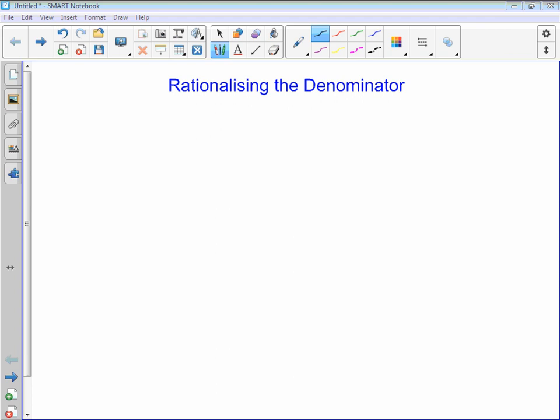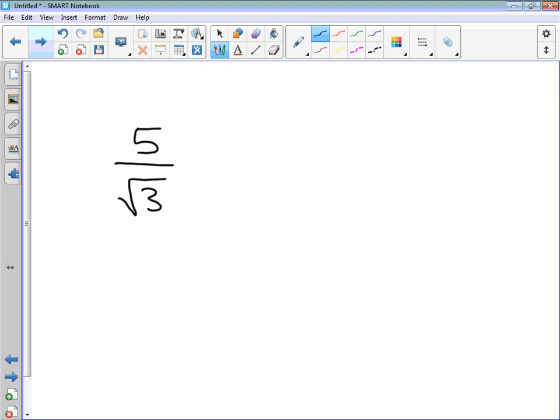Rationalising the denominator means that we are aiming to remove the surd from the denominator of a fraction and make it a whole number. If we look at 5 over root 3, this root 3 is in the denominator, so in order to rationalise the denominator, we need to change that into a whole number.